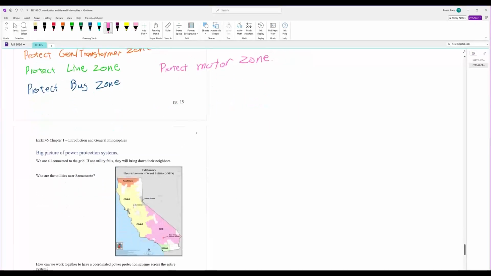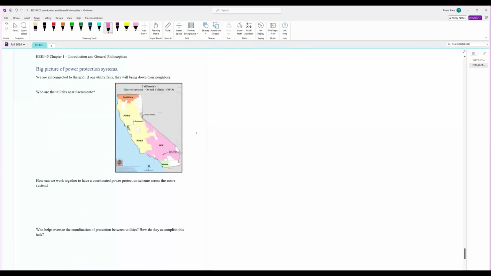Okay. The very last thing I want to talk about is the big picture. We talked about individually how to design this, how to design that, little devices. Let's zoom out to all of California and all of the United States, and let's see what's the big picture of the protective system, not just our grid, not just our small little pocket in Sacramento.